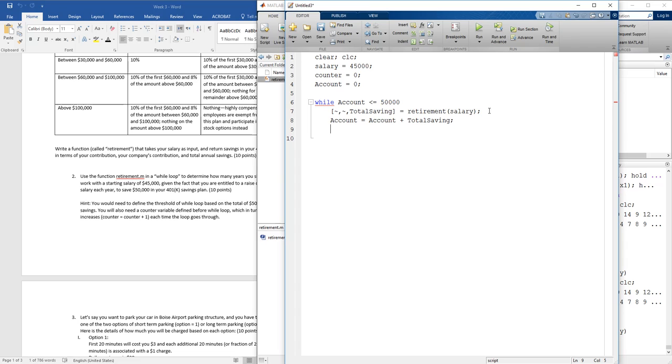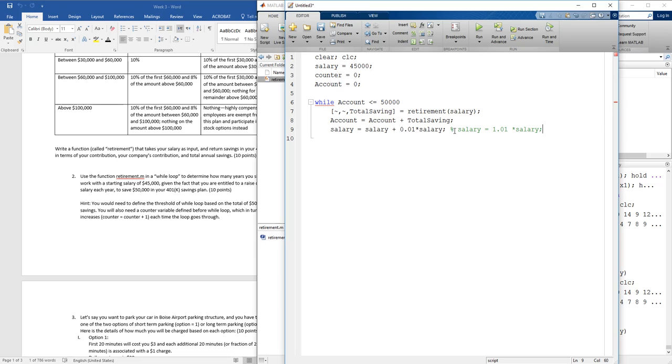Now remember, you calculated your retirement, you added that saving to your account. Now we want to go to next year. Next year your salary will increase 1%. So salary is equal to salary plus 1% times salary. So this is similar as if you had salary is equal to 1.01 times salary, isn't it?